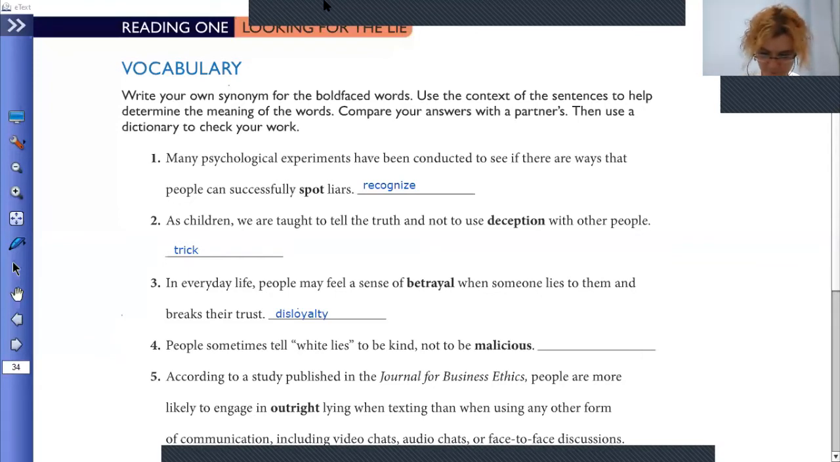People sometimes tell white lies to be kind, not to be malicious, mean. Yeah, could be mean. That's correct. Mean can be spiteful, can be vindictive, can be vengeful. Let's write vengeful. I like that word. But mean is correct because mean is just the same.